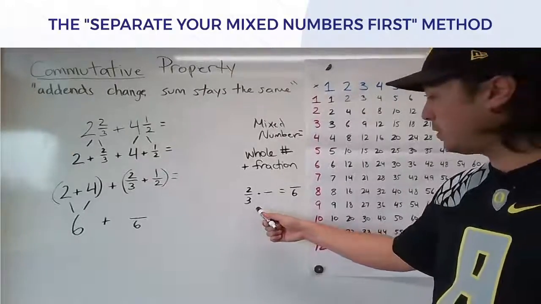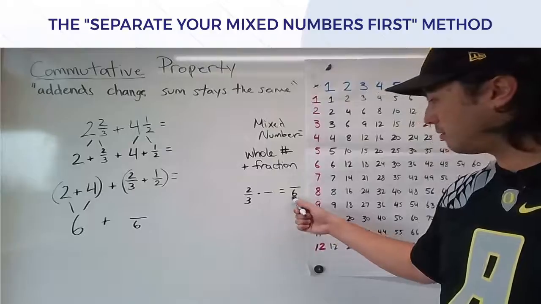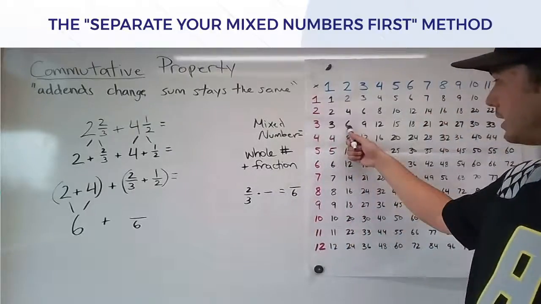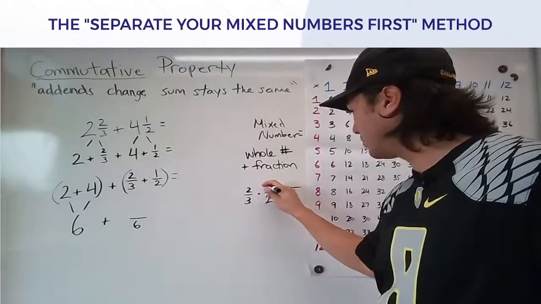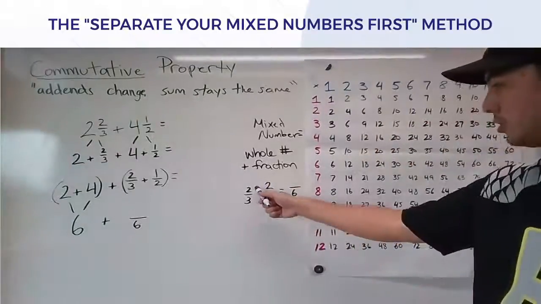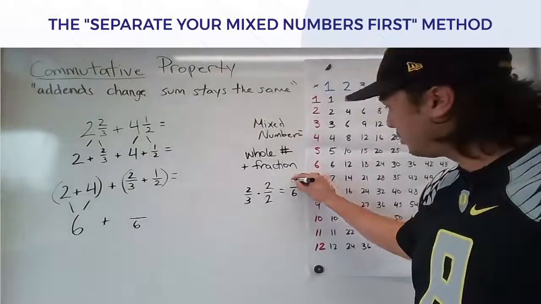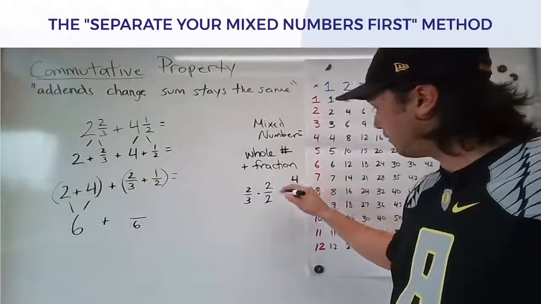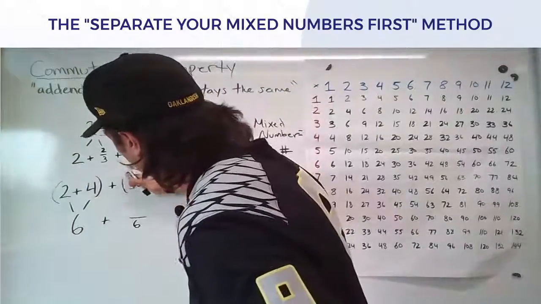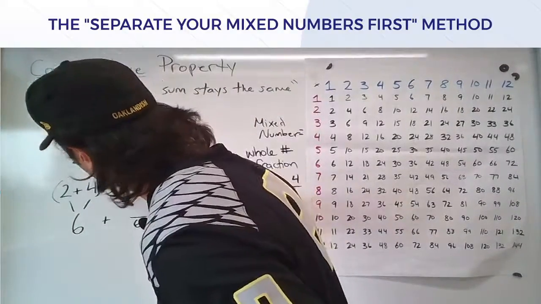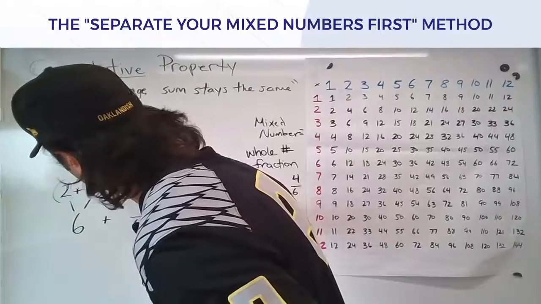Which equivalent of 1 are we using? 3 times what is 6? 3 times 2 is 6. So we're going to use 2 halves. And that shows us that 2/3 is equivalent to 4 sixths. So I'm actually going to erase and rewrite here. Rewrite 2/3 as 4 sixths.